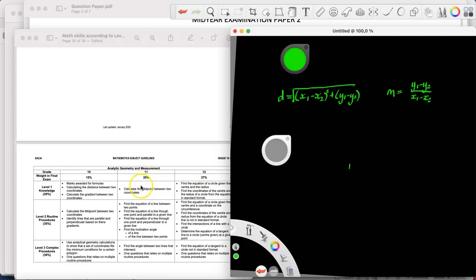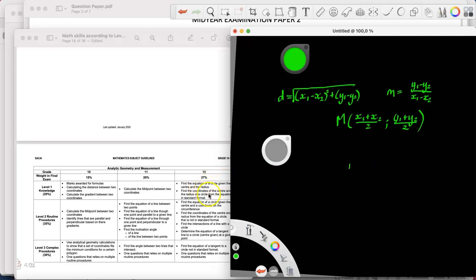In grade 11, the application is finding the midpoint. Let's call the midpoint M. The midpoint would be the average of the x coordinates, so x1 plus x2 divided by 2, and y1 plus y2 over 2. So this would be the average. Now, the application of these three formulas is usually level 1.